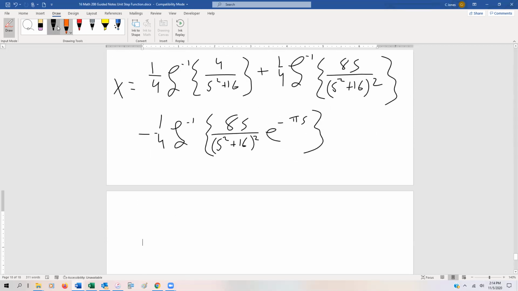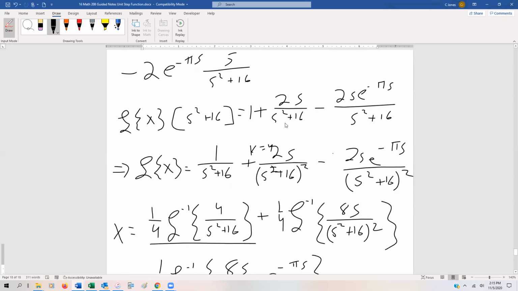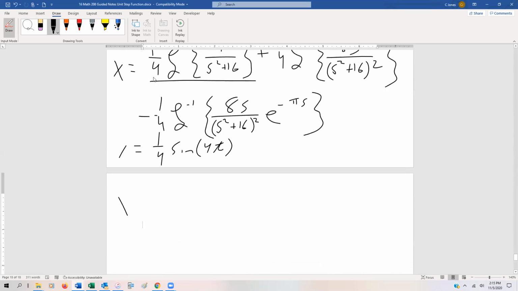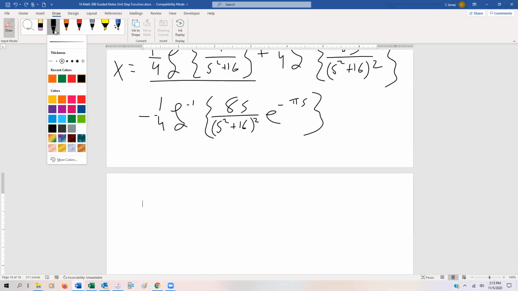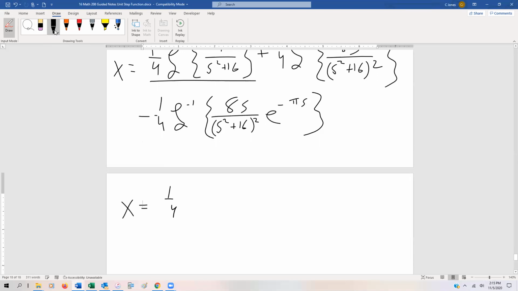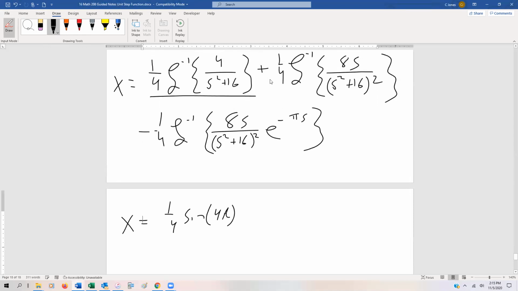So first one, we'll do this one in black. That one is just literally 1/4 of the sine of kt. In this case, k is 4, and so it's going to be 1/4 sine of 4t. That's nice and easy. That one doesn't matter all that much to us. The second one, oops, not sure what happened there. Let's get rid of all that and try again. So x is going to be equal to 1/4 sine of 4t. Nice and easy.